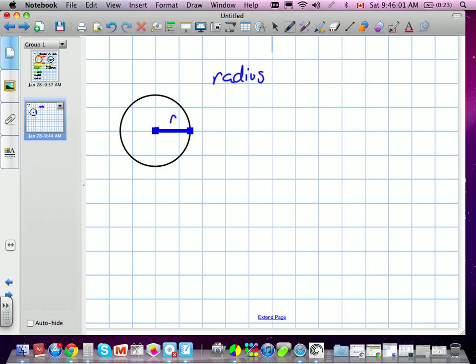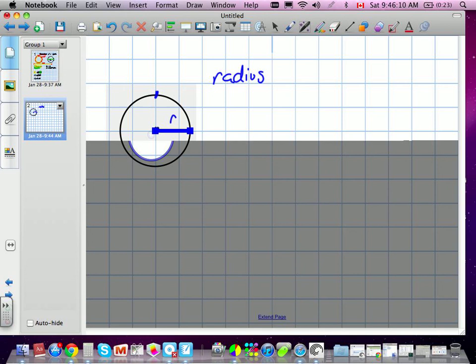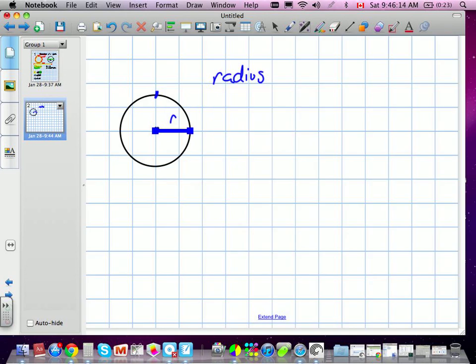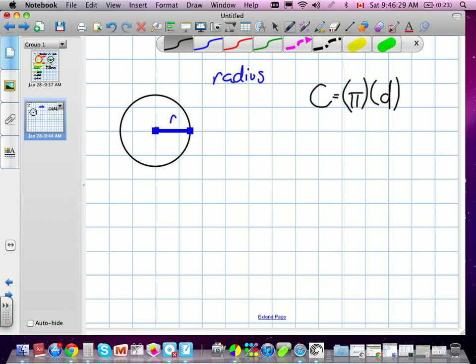I'm going to do it in a different color just to make it different from the other ones. That distance there is called your radius, okay? Which is important later on. So the radius is half of the diameter, okay? So that's our R. We're going to call it radius. Now if I need to figure out the circumference, which is the distance all the way around, going all the way around this, we need to figure out that distance.